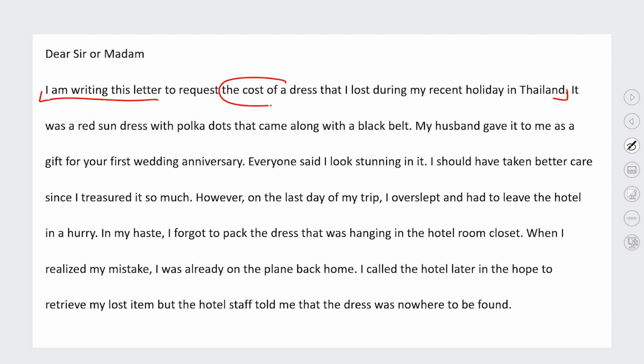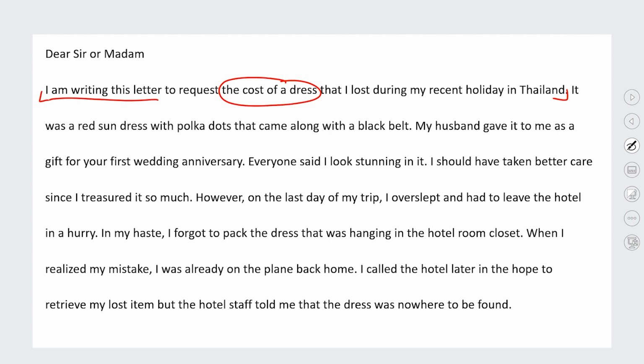To request the cost of a dress. Okay, so this is the first slight issue I have with the sentence. You're not requesting. To request the cost of a dress means in English, how much is the dress? So for example, if I was buying a crate of bananas from a company, I want to know how much it costs. Hi, I'm writing to request the cost of a crate of bananas. So the feeling is like you're asking how much it costs. So they need to add in something.